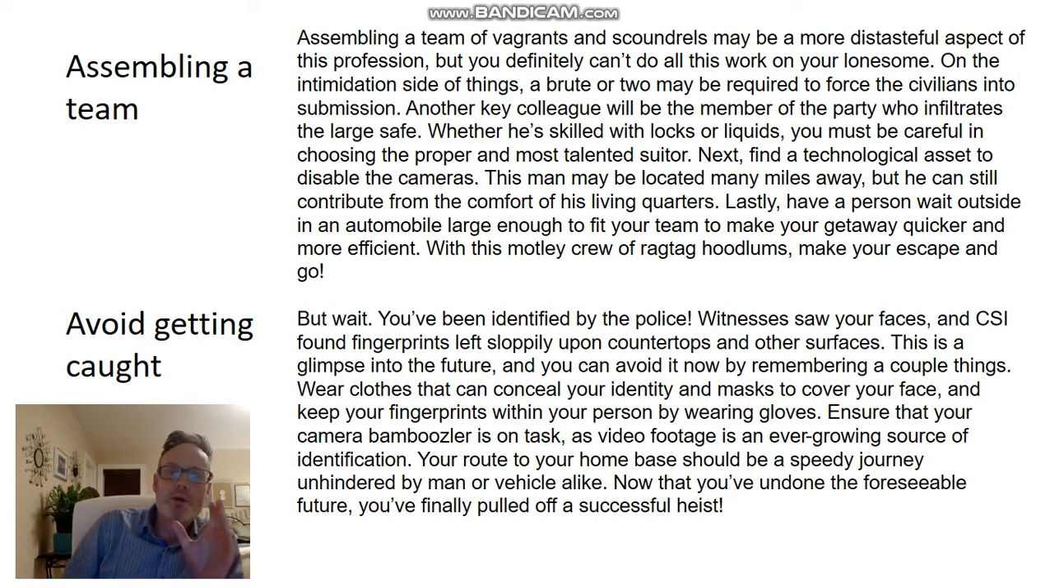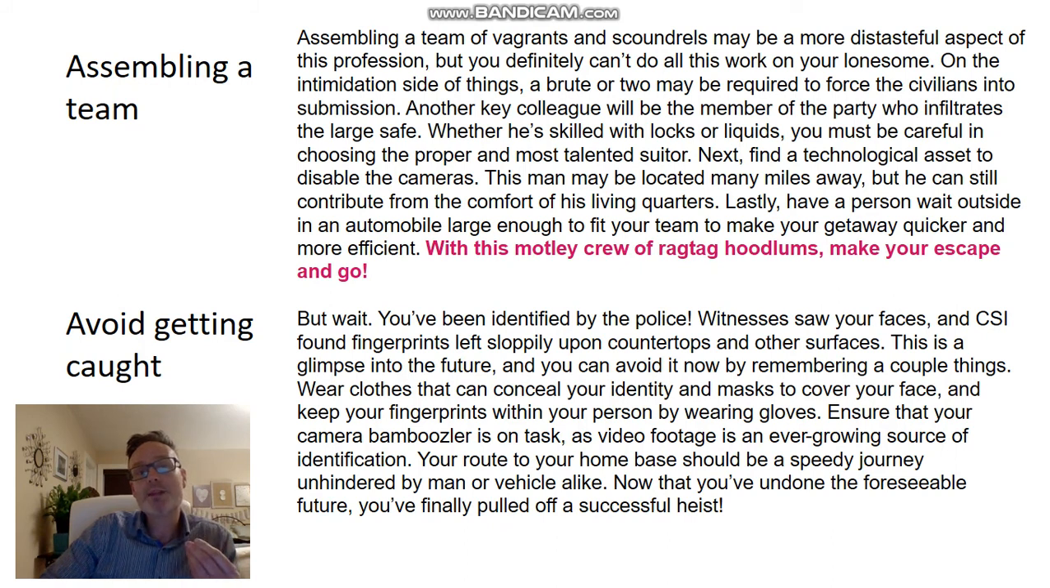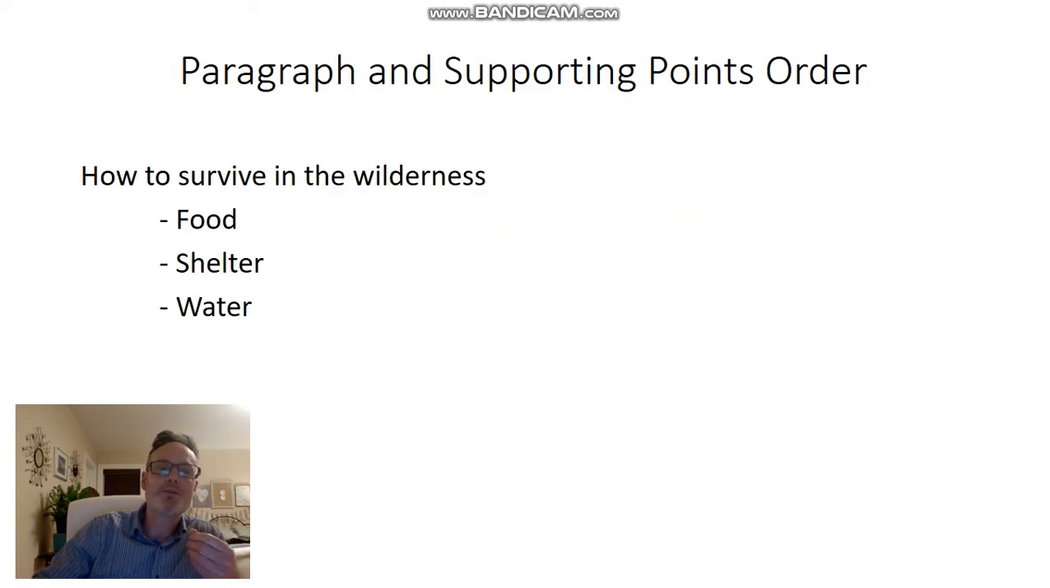Now, this student wrote about robbing a bank. I believe the third paragraph was about assembling a team, and the fourth paragraph was about avoiding getting caught. Notice that this student skillfully ended the paragraph on assembling a team, but also introduced the next point about avoiding getting caught. This is an example of a perfect transition sentence: "With this motley crew of ragtag hoodlums, make your escape and go." See if you can make your sentences transitional sentences rather than closing ones.